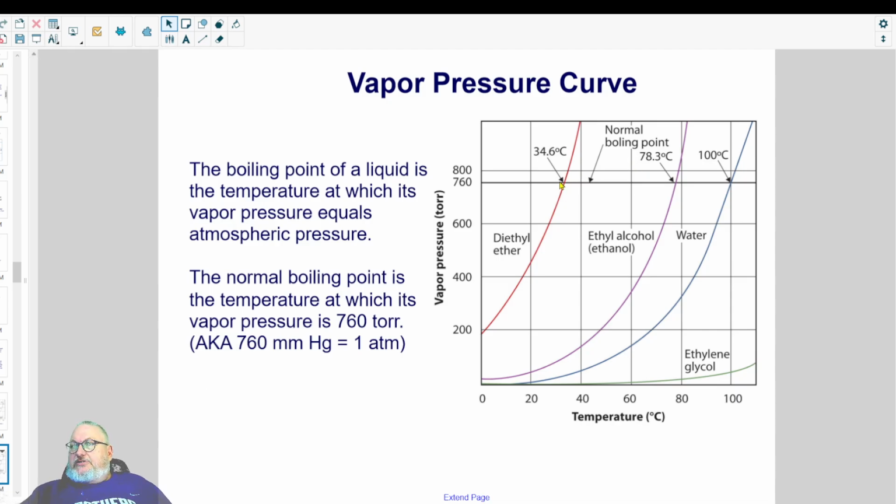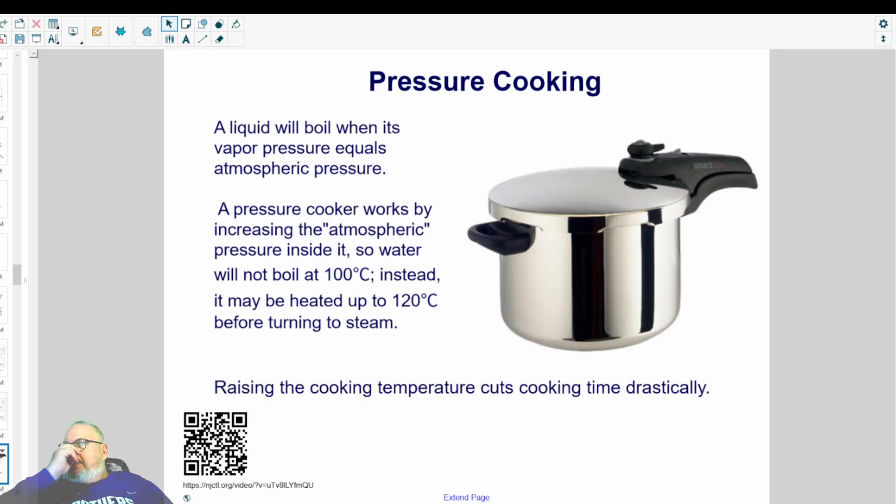1 atmosphere, 760 millimeters of mercury. So for this diethyl ether at a lower pressure, let's say around, I don't know, about 450 millimeters of mercury, the boiling point would be 20. Water, as we lower the pressure down to like, I don't know, about 50 millimeters, your boiling point would be 40 degrees C, around our room temperature, right? So that's how we can determine this.